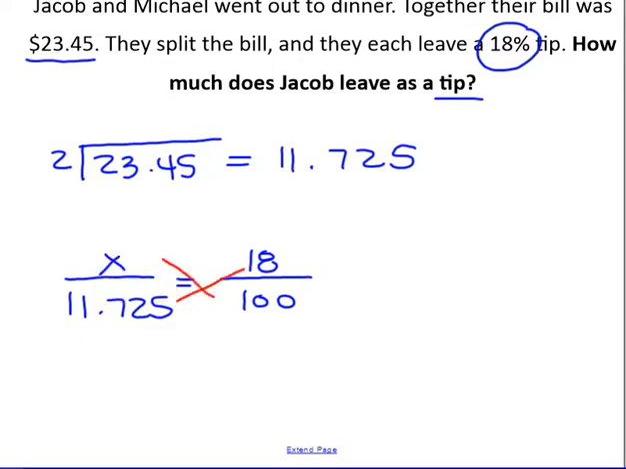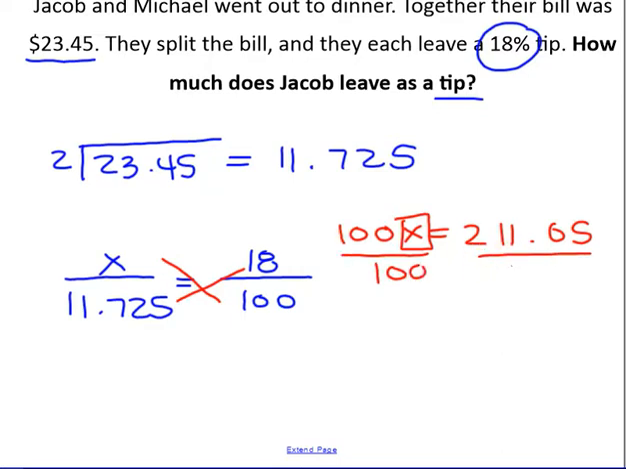I'm going to cross multiply. 100 times x is 100x. And then 11.725 times 18 is going to be 211.05. Box the variable, divide both sides by 100. This cancels. So x is going to equal 2.1105.